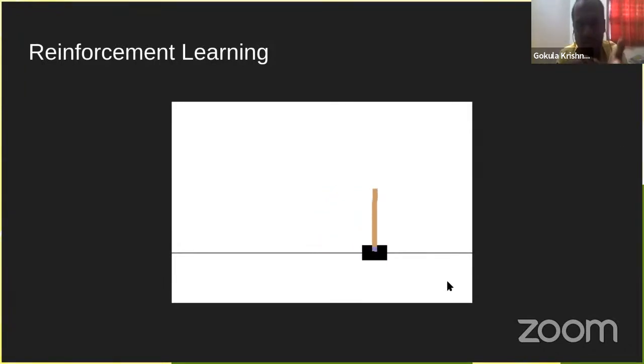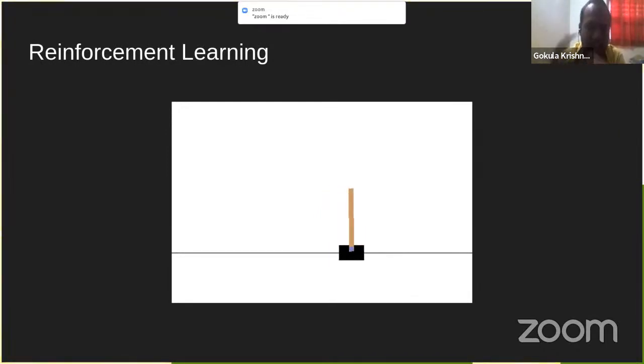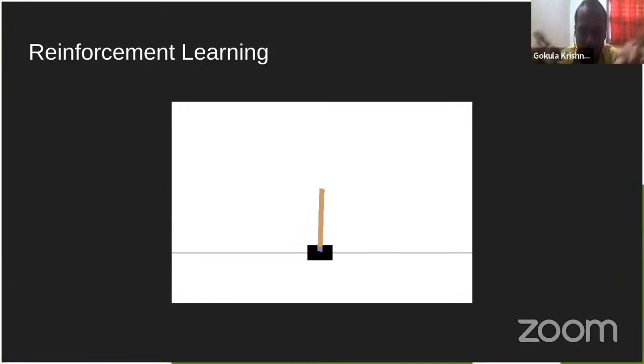Whatever you see here is called a cart pole. Cart pole is something where you try to balance the stick like this. I'm not able to balance it right now, but you get the picture, right? The machine's mission is to balance this. It tries a lot of iterations, like what we do: we make mistakes and we learn from them. Similarly, it does one thing, gets the feedback, and increases the positive outcomes. The main aspect of reinforcement learning is that it increases the positive outcome.